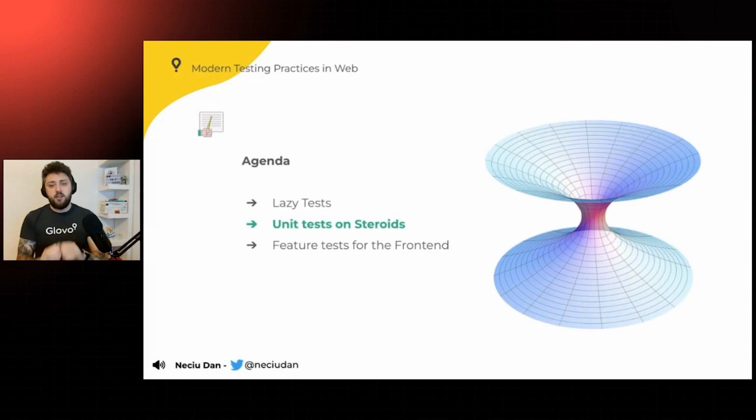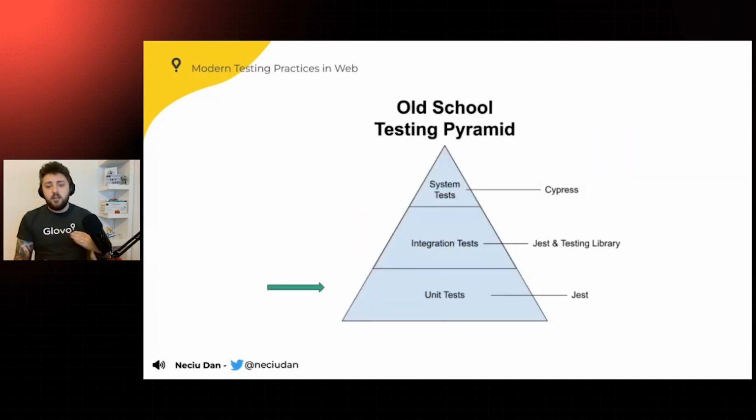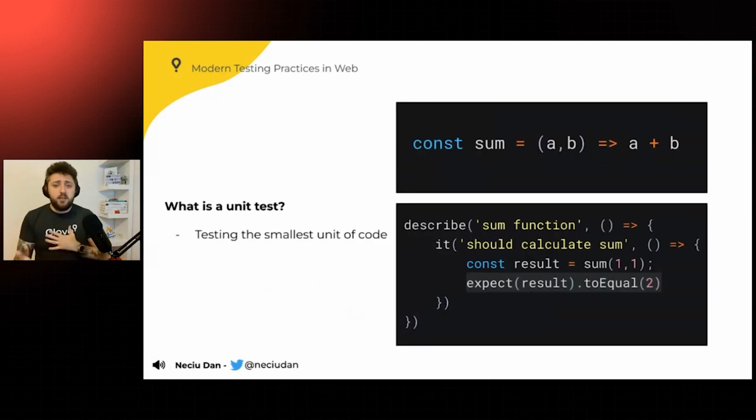So, unit tests on steroids. Unit tests normally are in the old school pyramid, at the bottom, the most important. It's recommended to write as many as possible to make sure your application is tight. So what is a unit test? Of course, it's supposed to be testing the smallest unit of code in your application. And usually these are functions or pure functions.